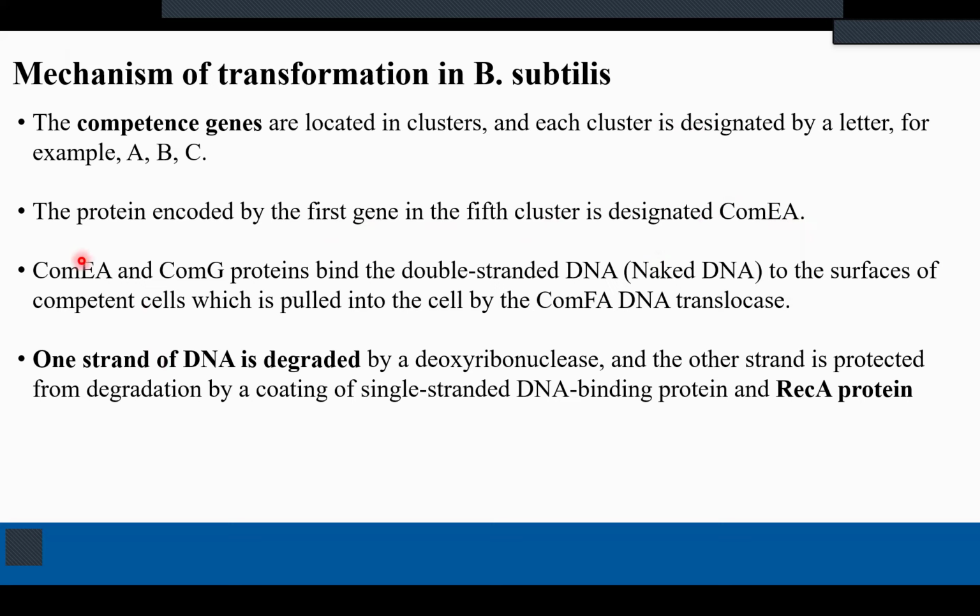So now what happens? We have COM-EA and COM-G that help in binding the double-stranded DNA to the surface of the competent cells. A competent cell is a cell that can produce competence proteins that can help them take up these pieces of DNA from the media. So whenever a cell has these competence proteins, that is when they undergo transformation. If not, we can chemically induce transformation in these cells, which we will look at in a further section.